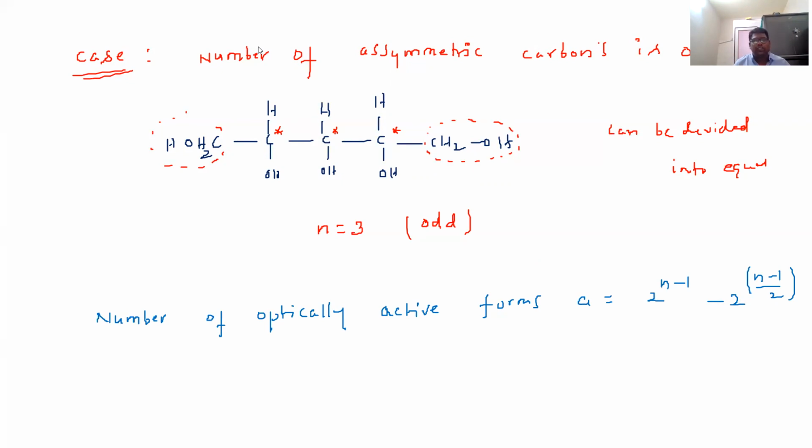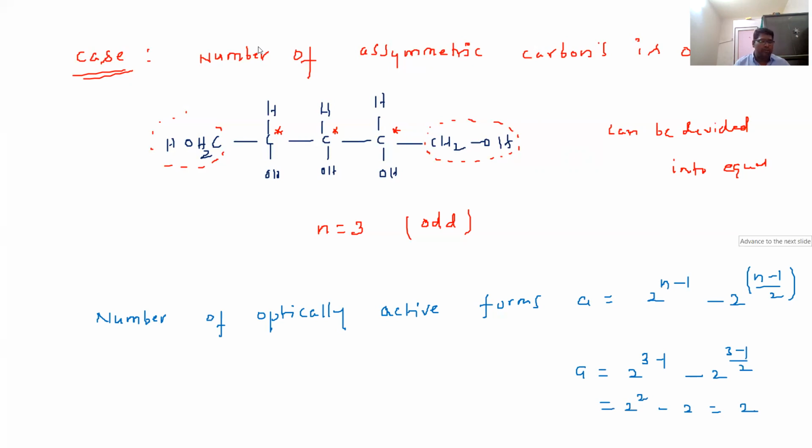So here n is equal to 3. How many optically active forms? 2 power (3 minus 1) minus 2 power ((3 minus 1) by 2). That is 2 power 2 minus 2 power 1, which is 4 minus 2, that is 2. So 2 optically active forms are possible.